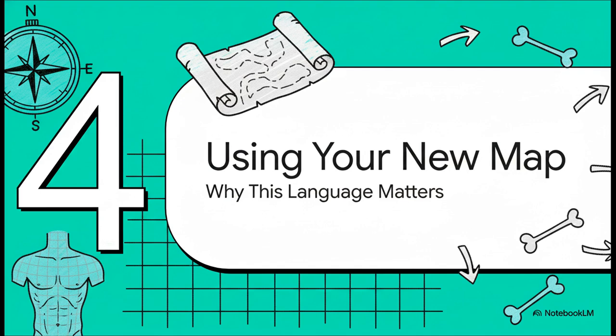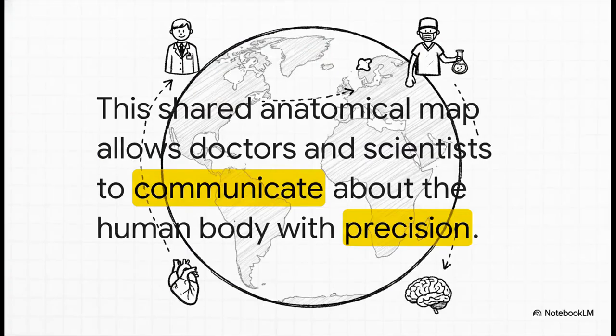But so what? Why does any of this actually matter in the real world? It's not just for memorizing in a classroom. This is the most important part. This anatomical map is a universal language. It means a doctor in one country can talk to a surgeon in another country, and they both know exactly what they're talking about. When the stakes are high, there can be zero misunderstandings.